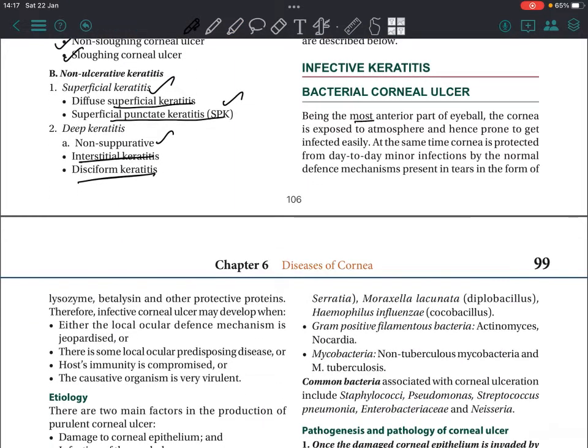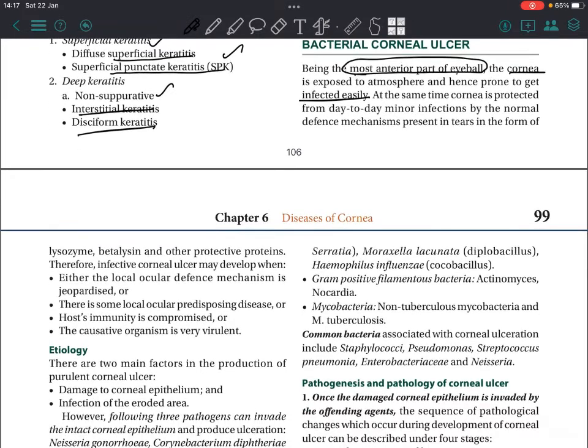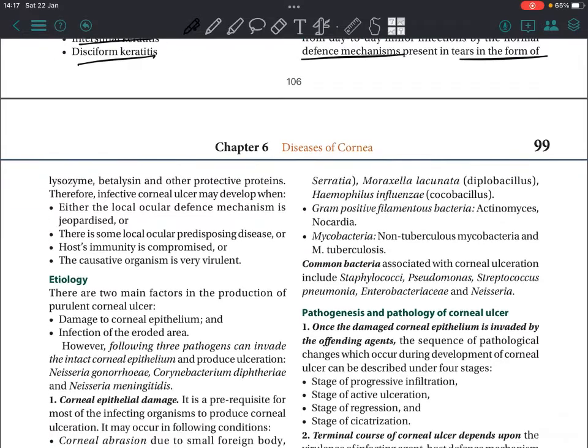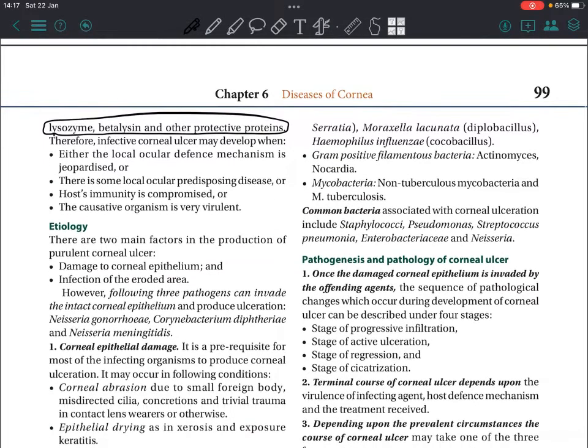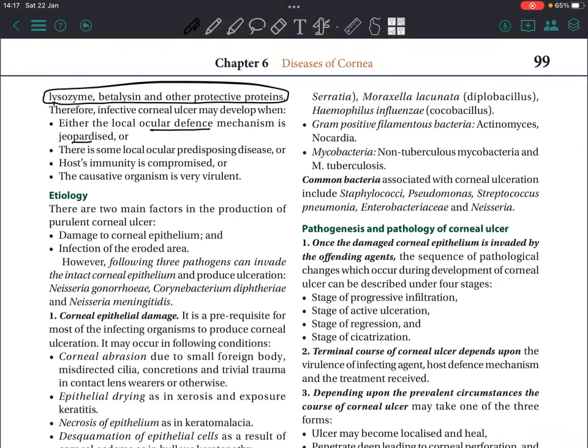Bacterial corneal ulcer. The cornea, being the most anterior part of the eyeball, is exposed to the atmosphere and hence prone to get infected easily. At the same time, the cornea is protected from day-to-day minor infection by normal defense mechanisms present in tears in the form of lysozyme, beta-lysine and other protective proteins. Therefore, infective keratitis may develop when either the local ocular defense mechanism is jeopardized, there is some local ocular disease, the host immunity is compromised, or the causative organism is very virulent.